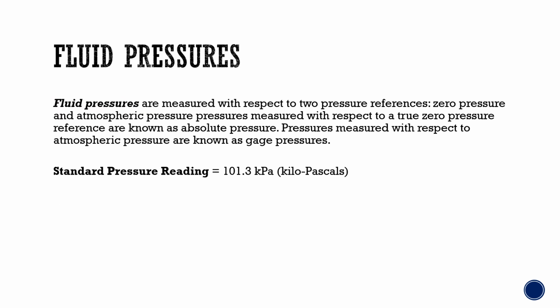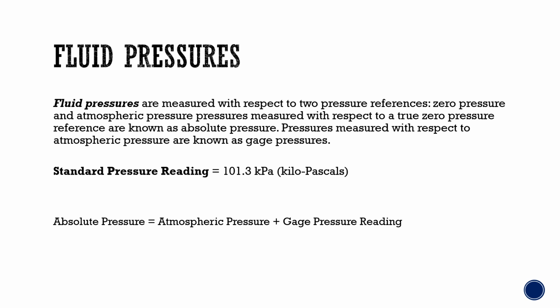Fluid pressures are measured with respect to two pressure references, zero pressure and atmospheric pressure. Pressures measured with respect to a true zero pressure reference are also known as absolute pressure. Standard atmospheric pressure is considered to be equal to 101.3 kPa, and kPa is abbreviated as kilopascals. Absolute and gauge pressures are related by this first equation. Atmospheric pressure is the actual atmospheric pressure that exists when the gauge measurement is taken. It is not standard atmospheric pressure unless this pressure is implicitly or explicitly applicable.